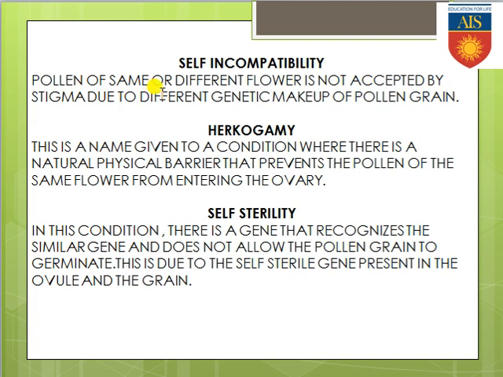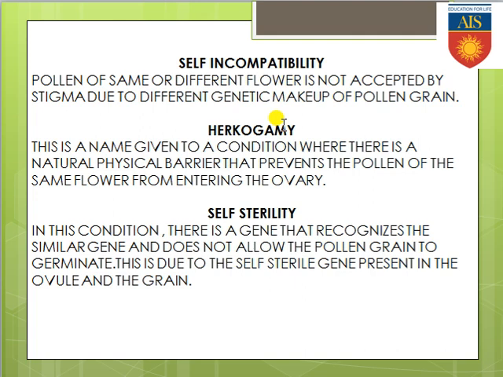What is the self incompatibility? Self incompatibility is the thing where pollen of the same or a different flower is not accepted by the stigma due to the different genetic makeup of the pollen grain. Here one more thing I want to say: suppose the same flower, the pollen grain and the stigma, or rather the ovary portion, most of the time we know they contain the same kind of genetic makeup.